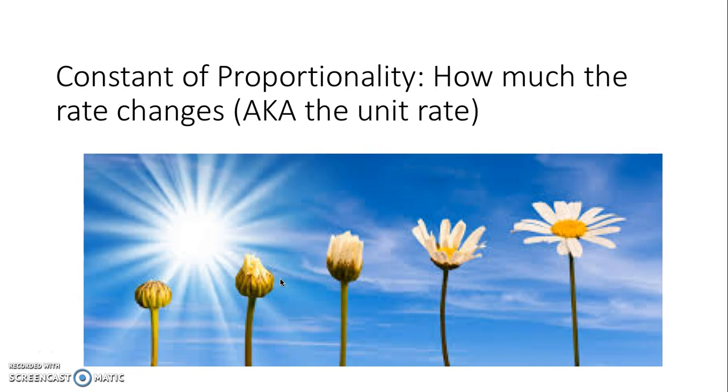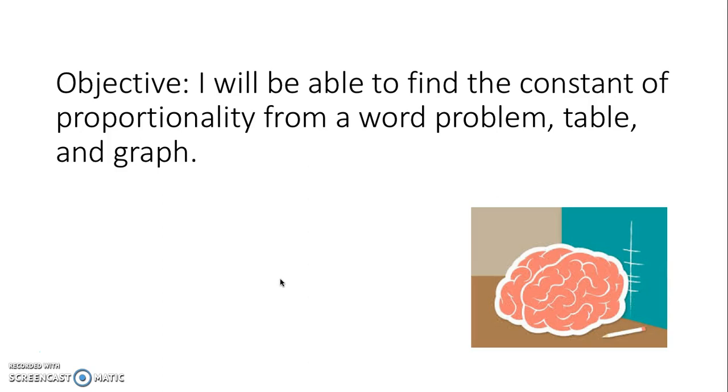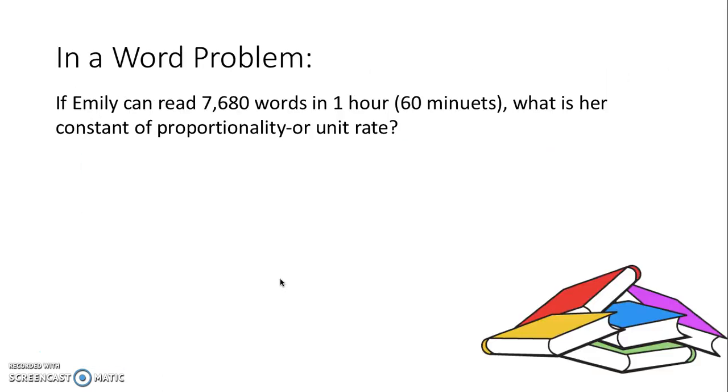We've been finding unit rates since 6th grade, and this last couple weeks we've been working really hard on finding the unit rate. Constant of proportionality is the same thing. So we're going to look at examples in a graph, in a table, and in word problems. Okay? So in a word problem, we've been working on this a lot. So let's be diligent and show me how we can do this. This one should be a review for sure.